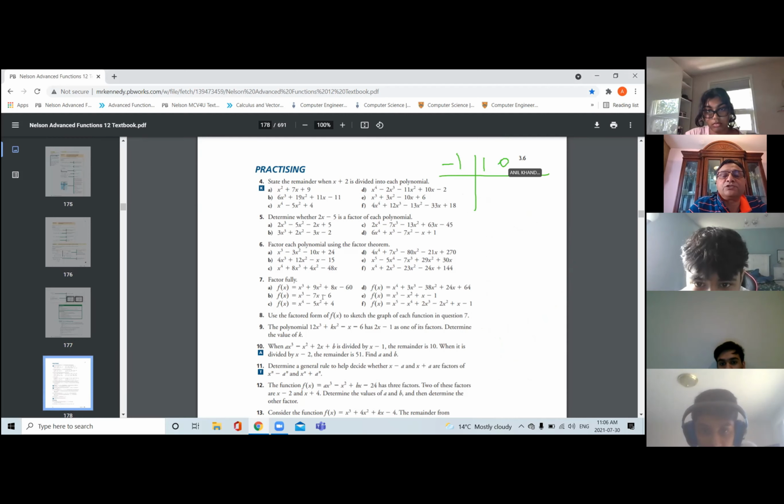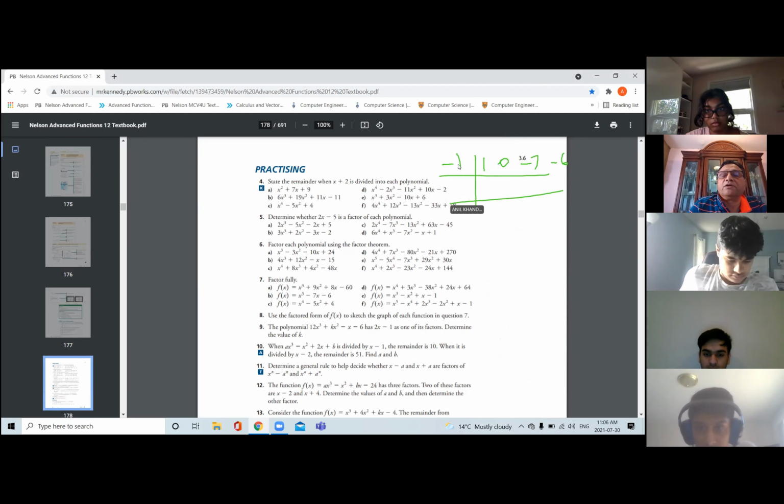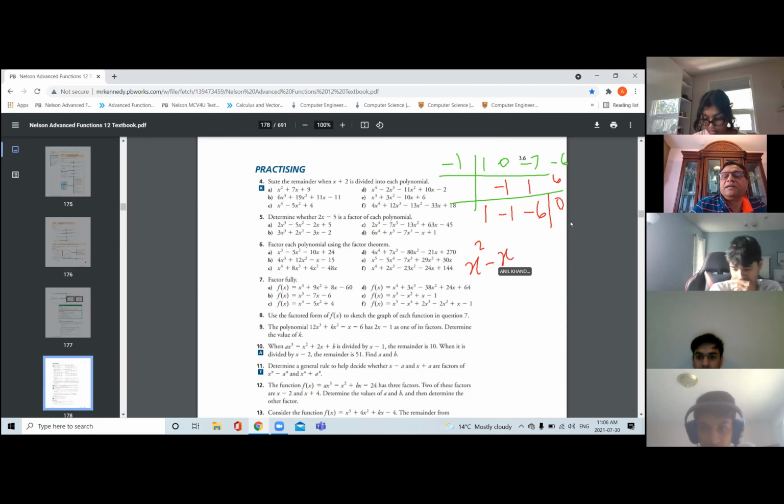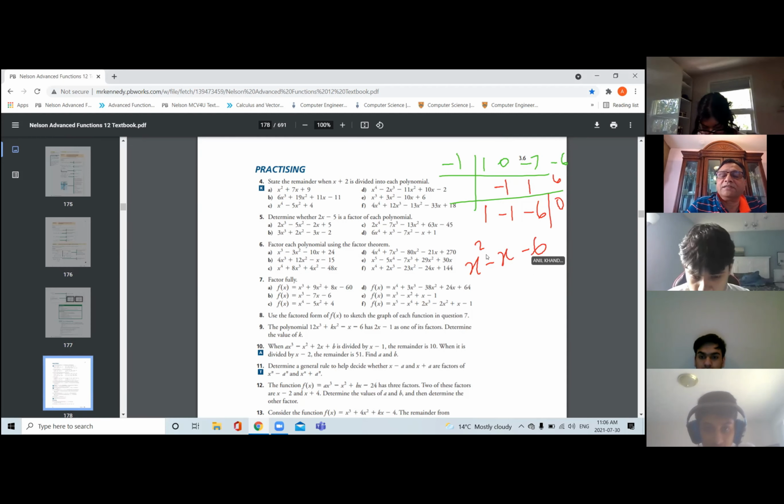Do you see that? The x squared term is missing. So -7 and -6, correct? Do synthetic division. Bring down 1. Multiply by -1, add, multiply, add -6, multiply, and you then get 0. So what do you get here? x squared minus x minus 6. And you can factor this, 3 times 2, right? So x minus 3 times x plus 2.